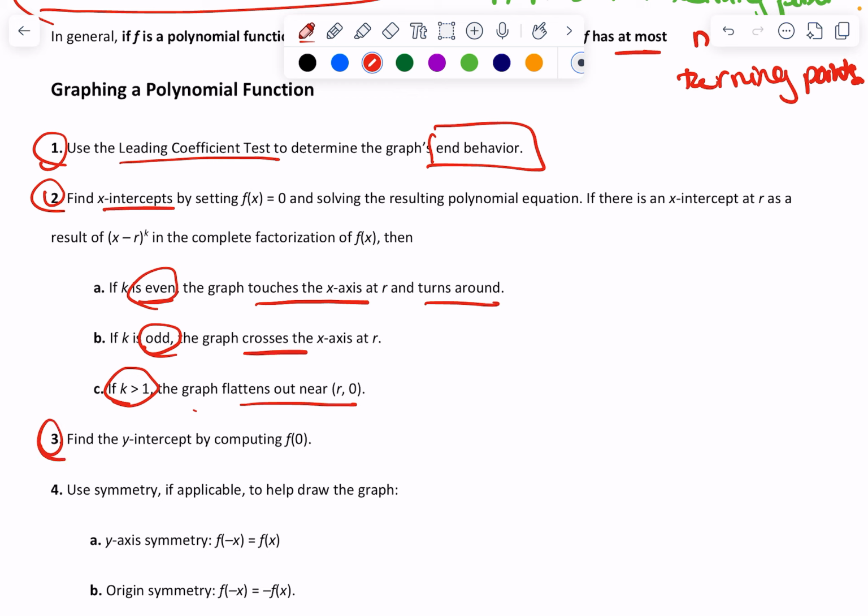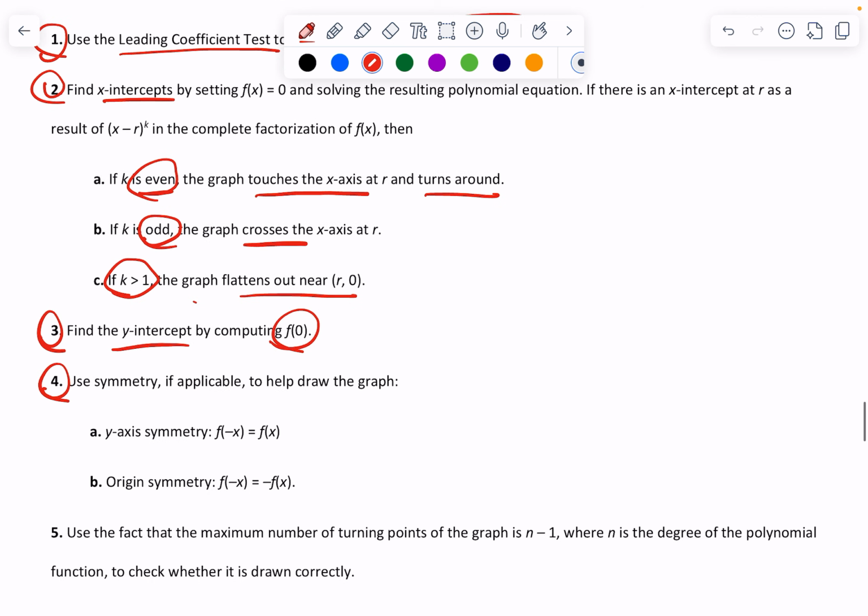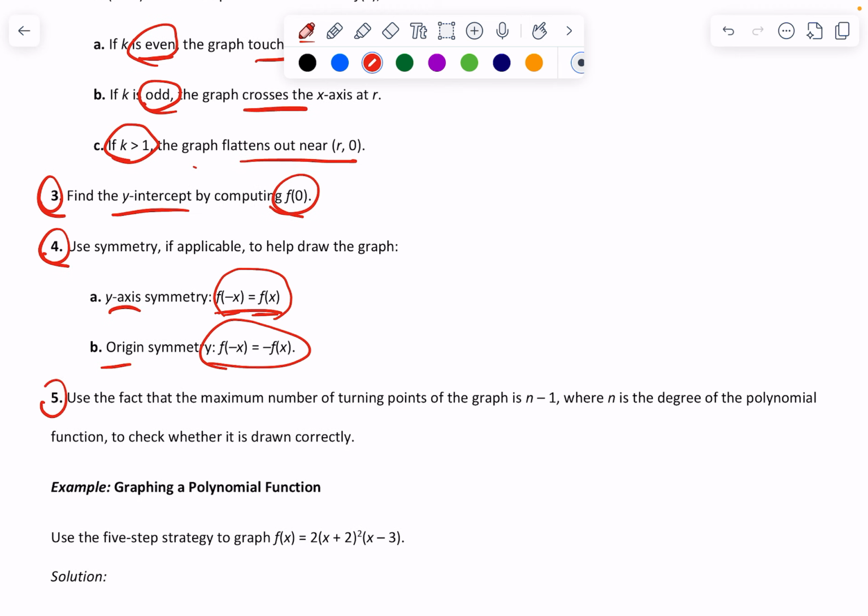Step number 3, find the y-intercept by computing f of 0. Step number 4, use symmetry if applicable to help draw the graph. So y-axis symmetry is f of negative x equals f of x, and origin symmetry is f of negative x equals negative f of x. And then step number 5, use the fact that the maximum number of turning points of the graph is n minus 1, where n is the degree of the polynomial function, to check whether it is drawn correctly.